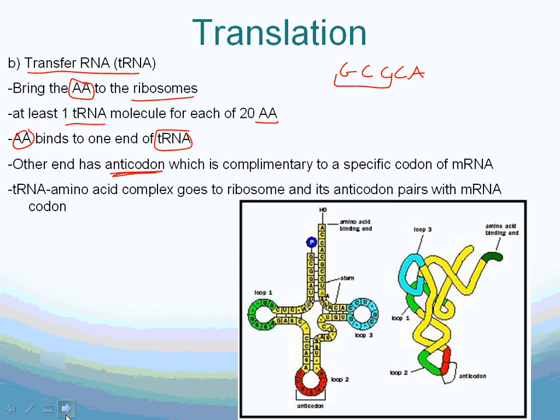Here, this is just a typical tRNA molecule. Don't worry about the loops. This is where an amino acid will bind, and whichever amino acid it is depends on what the anticodon says. So if it's GCA, it'll be a specific amino acid.